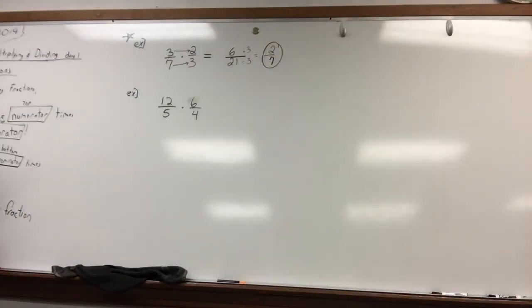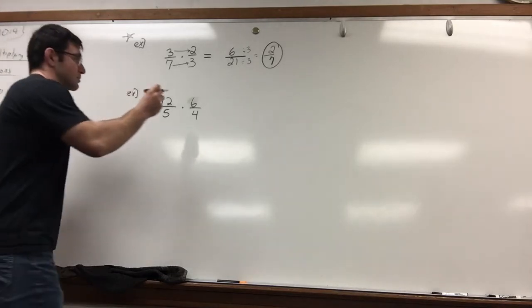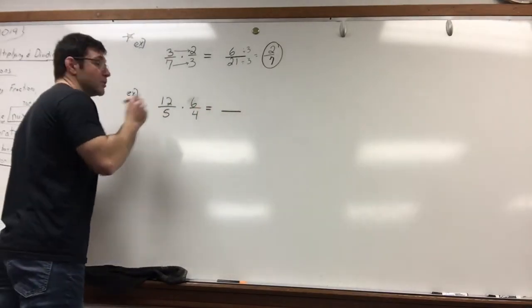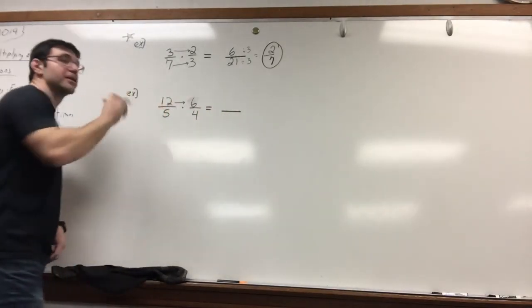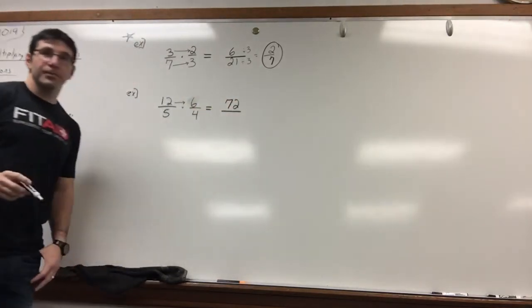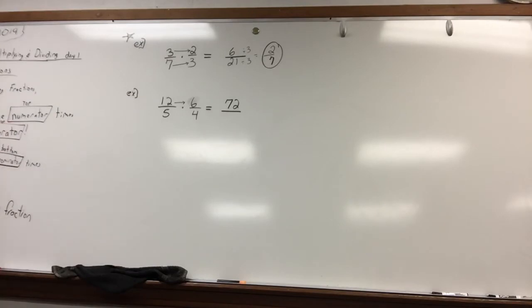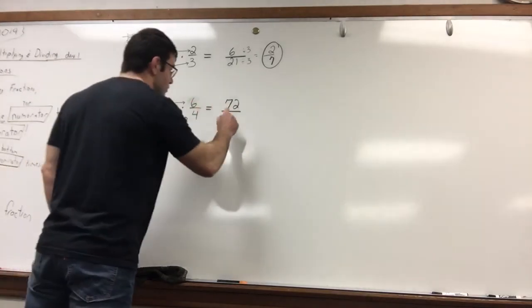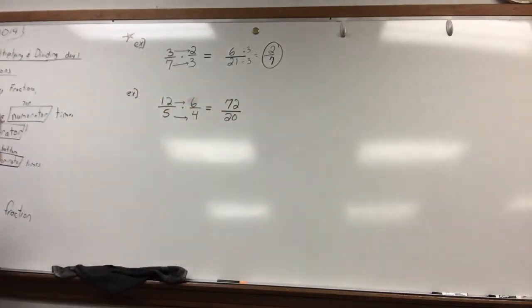So, here we go. First step. Renee, what do I need to do? Times the what? Numerators. So 12 times 6, which is 72. Step 1. Step 2, Trinity, what do I need to do? Multiply the denominators. 5 times 4, 20. And I'm done. Yay! Elizabeth, am I done?